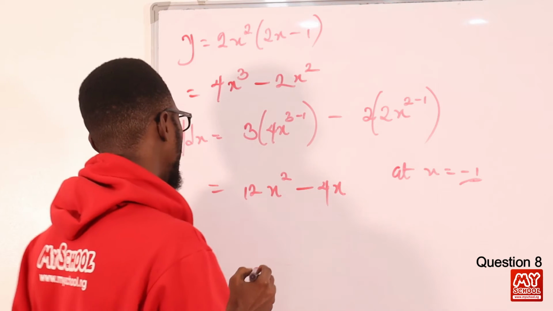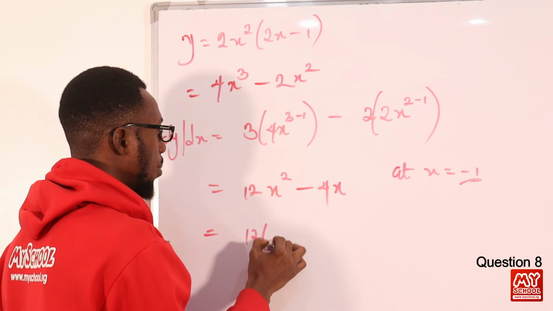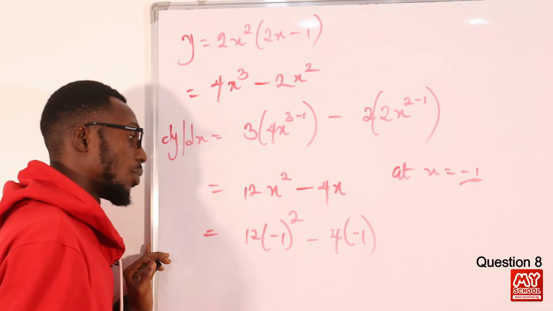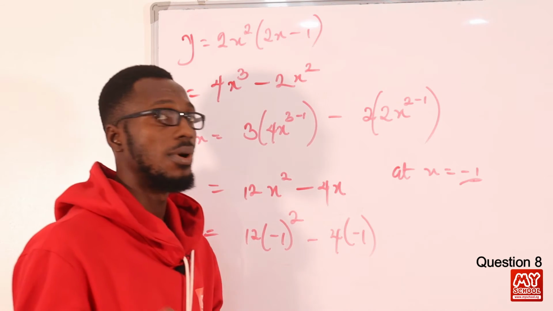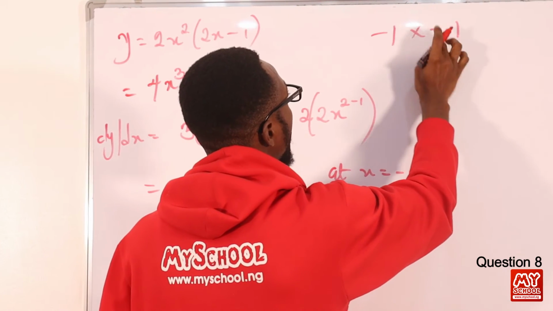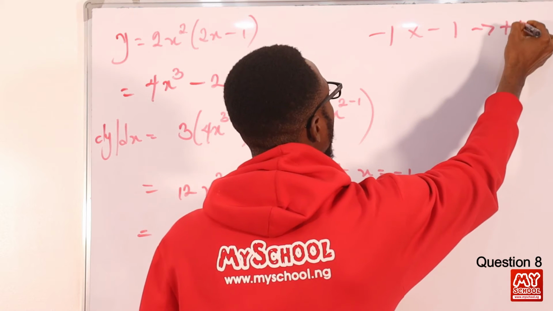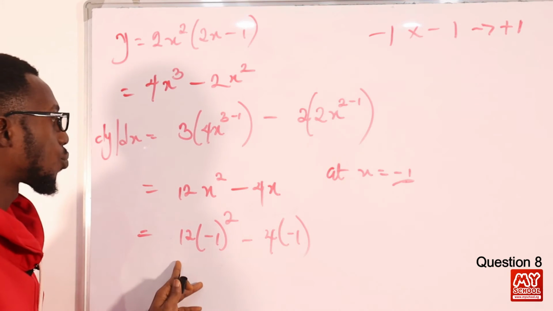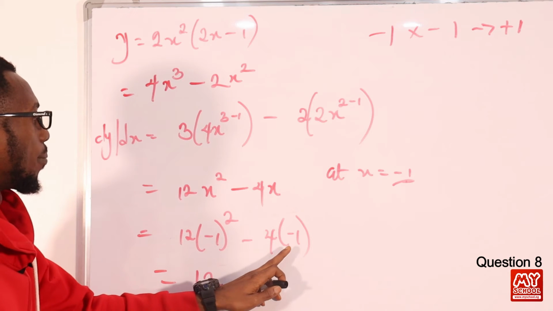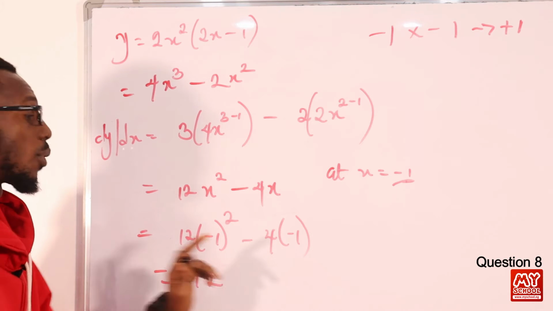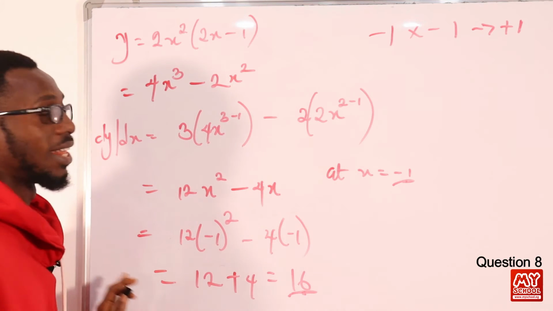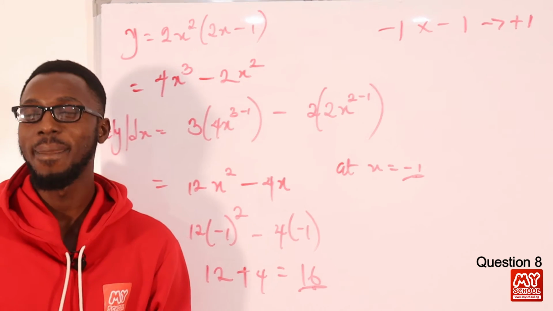So just plot in this value, then I should have 12 into brackets minus 1 raised to power 2 minus 4 into brackets minus 1. Okay, so minus 1 raised to power 2 is actually 1. How do I know that? Minus 1 raised to power 2 means minus 1 times minus 1. Minus times minus is plus, right? 1 times 1 is 1. So I have 1 times 12, that is actually 12, isn't it? I have minus 1 times minus 4, that is plus 4. The answer is 16. So let's go back to the screen.